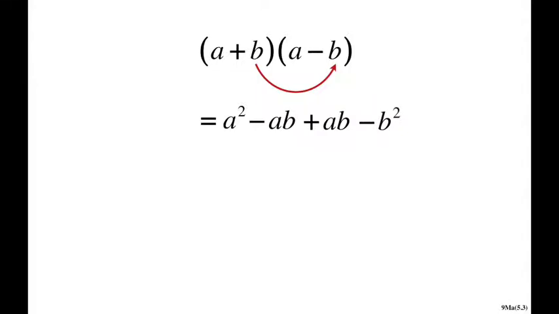Now what we need to notice is this. A minus AB and a plus AB, when we add them together, will actually cancel each other out. You'll have no ABs. And so if you have no ABs, they're gone. And so the answer is just A squared take B squared. Let's have a look at this answer. This answer is a difference of two squares. There's a difference sign, there's two terms, and they're both squared.